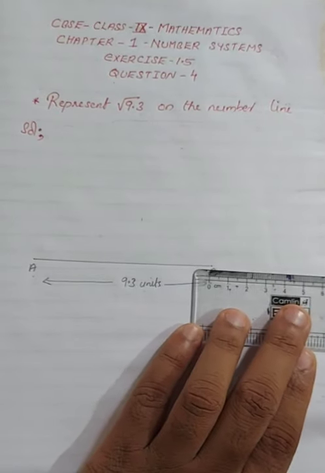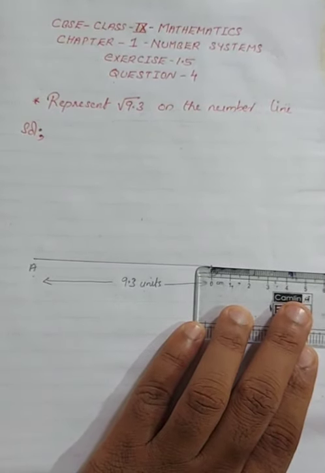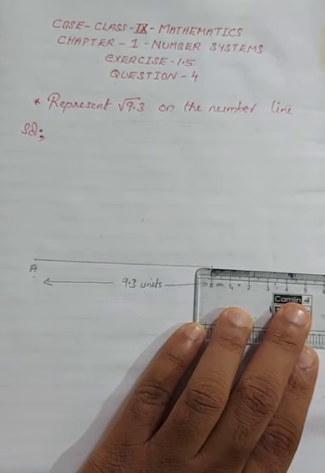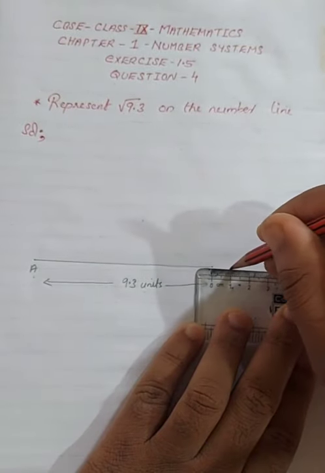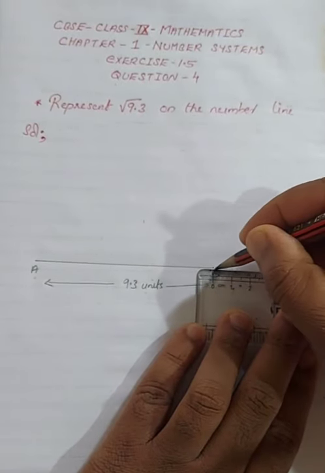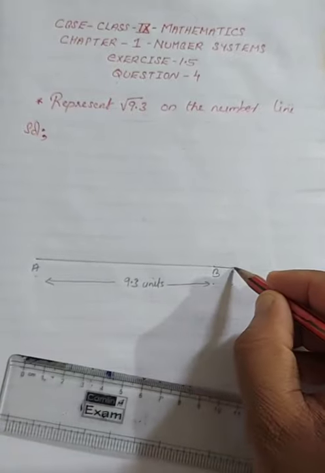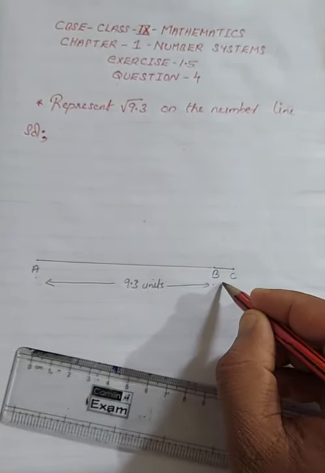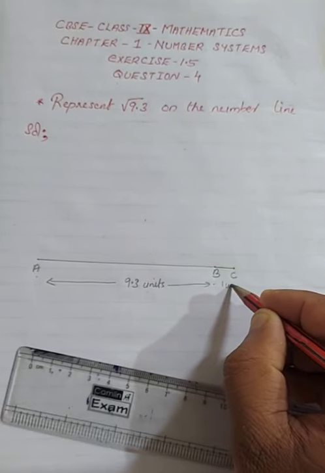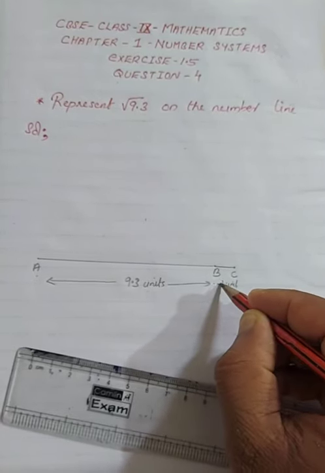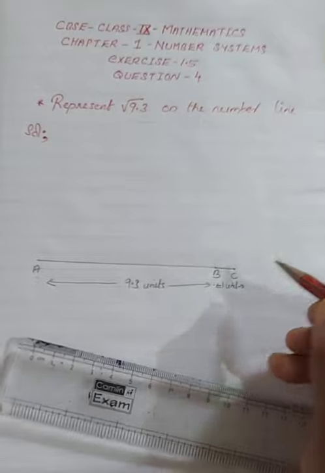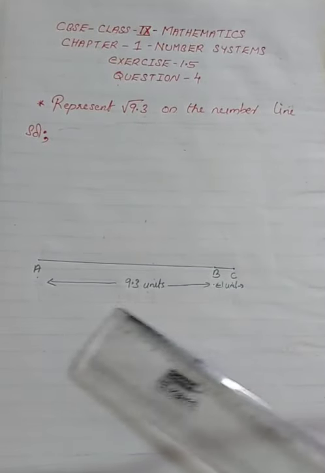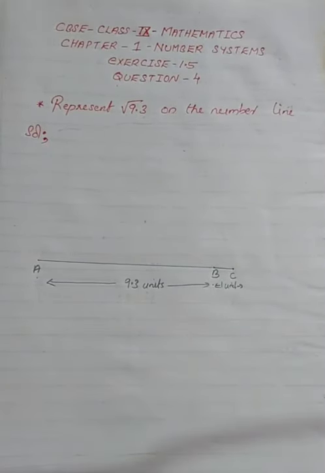Now on the same line we can draw 1 unit length like this, and you can represent that point as C. Actually this one is 1 unit length. BC is 1 unit length, AB is 9.3 units.